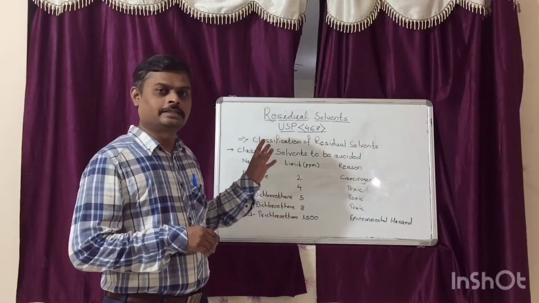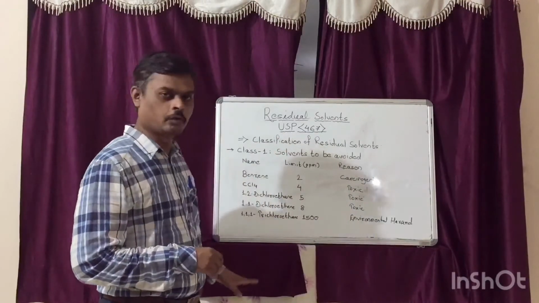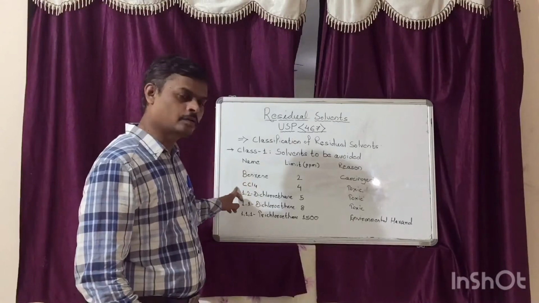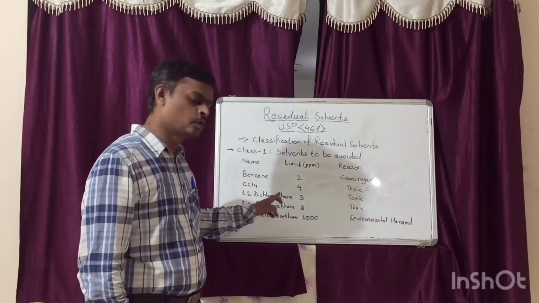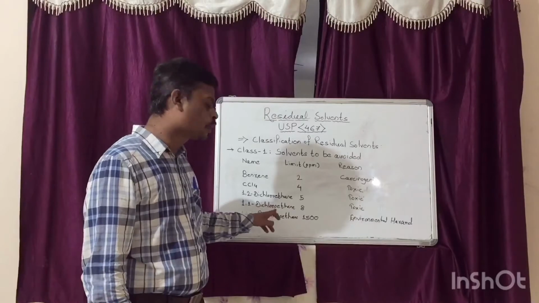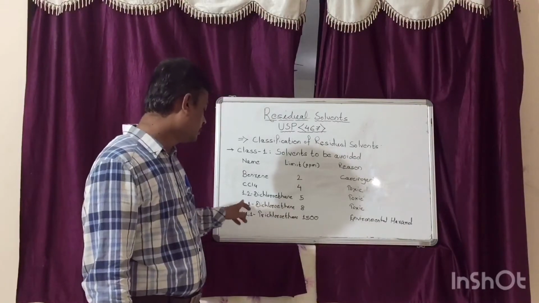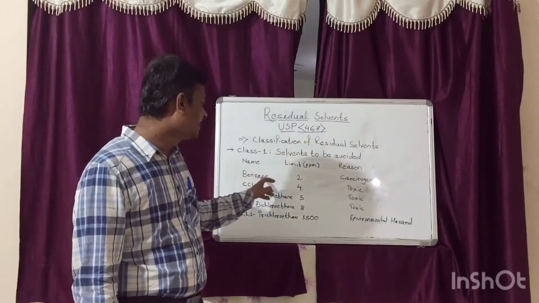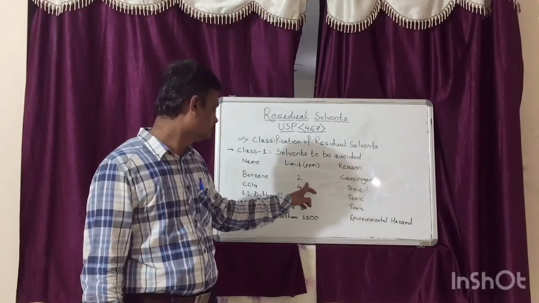Class 1 includes 5 solvents: benzene, carbon tetrachloride, 1,2-dichloroethane, 1,1-dichloroethene and 1,1,1-trichloroethane. The limit for benzene is 2 ppm.